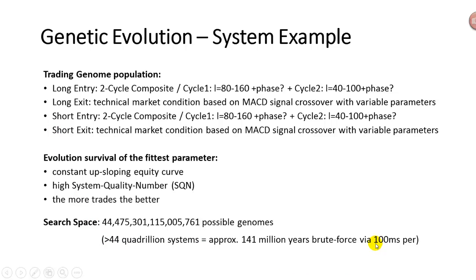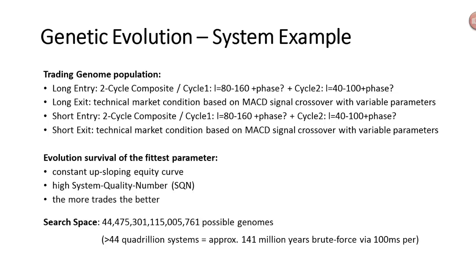If you then put on the table that you will need about 100 milliseconds to calculate each system here, you will need approximately 141 million years to calculate each system combination via a brute force algorithm. So you can quite easily see you will not be able to calculate each possible combination of parameters with a classical brute force algorithm here.